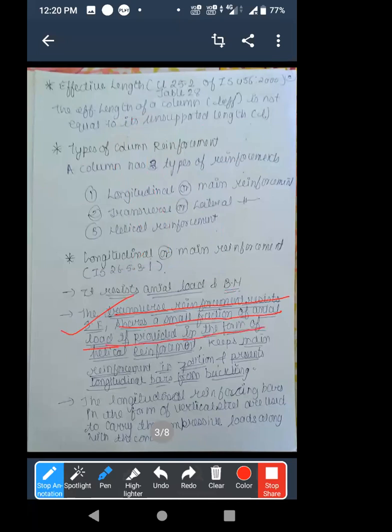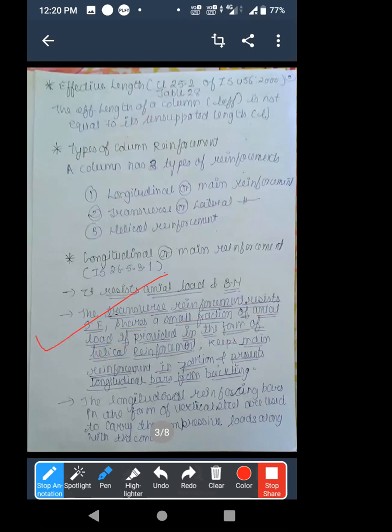when provided in the form of helical reinforcement. If this transverse reinforcement is provided in the form of helical reinforcement, then it may carry a small fraction of whatever axial load is coming on the column. It keeps the main reinforcement you have provided here in position and prevents buckling. So first, it is to resist the shear force, and it also shares a small axial load.